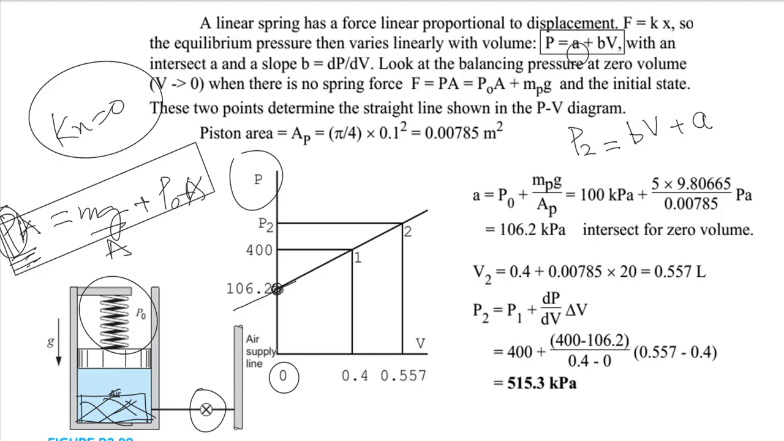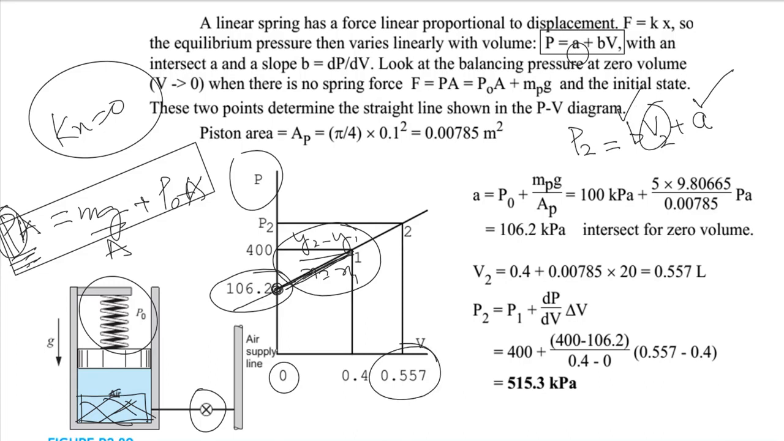Once I find this pressure, I can find the slope of this line, which would be y2 minus y1 divided by x2 minus x1, so delta P divided by delta V. Once I find this slope and this y-intercept, I need the volume V2, so I put the volume V2 here.